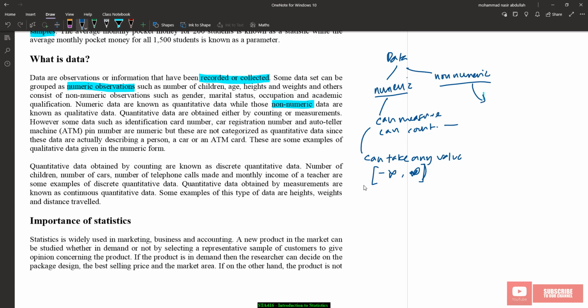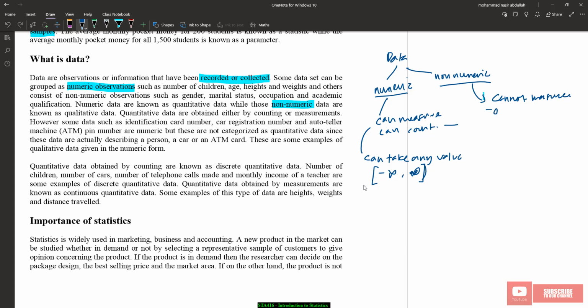Non-numeric data means data that cannot be measured, right? Cannot measure, but actually we can count, but we cannot measure. For example, gender, male and female, right? Type of cars, local car, foreign car. What else do we have? Type of colors, right? Colors, yellow, green, red. All these we cannot measure, and we can only describe.